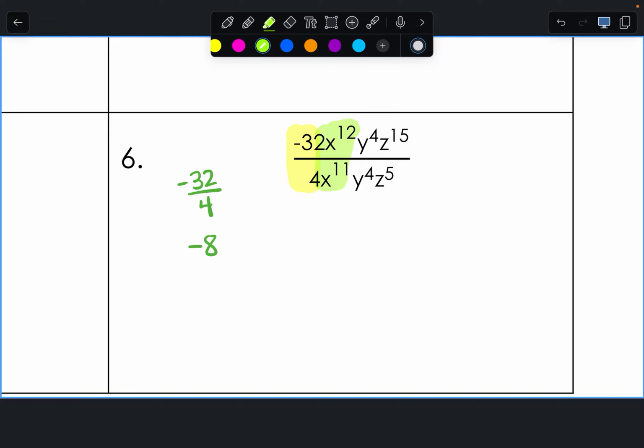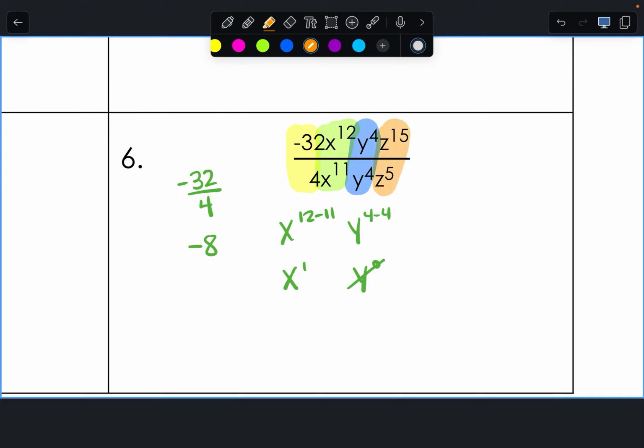What do we do with our x's? They're divided, so the exponents subtract. It's just x. Now the y's. 4 minus 4 is 0. So since there are other parts to our answer, we can just cancel it out.